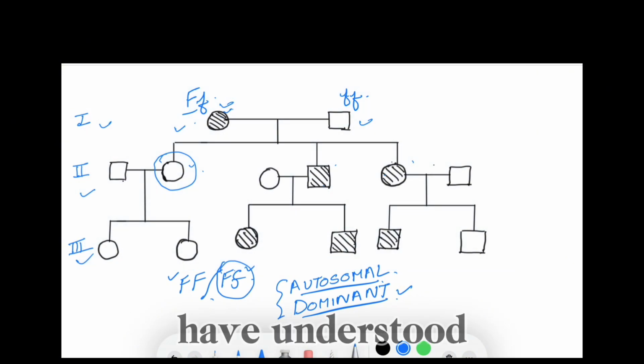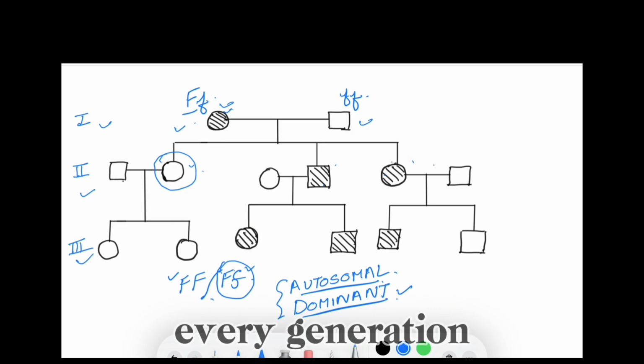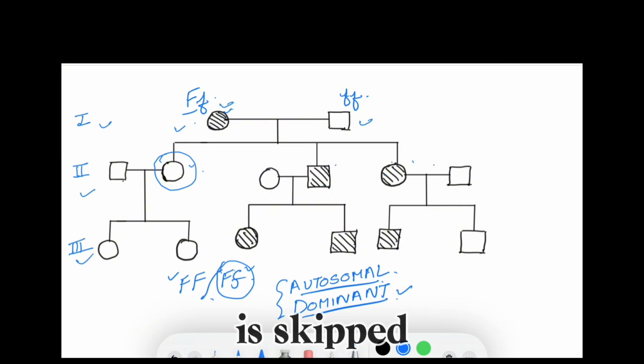So I hope you have understood. Whenever you look at a chart, the first step is to see whether it is present in every generation or it is skipped. Then you have to see whether boys and girls are equally affected, then it is autosomal. If they are not, and more boys are affected, then it is a sex-linked disorder, mainly X-linked.